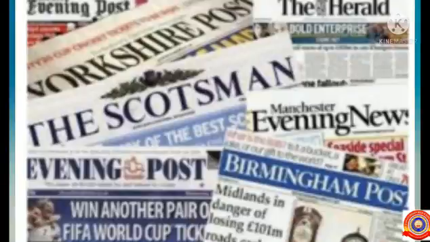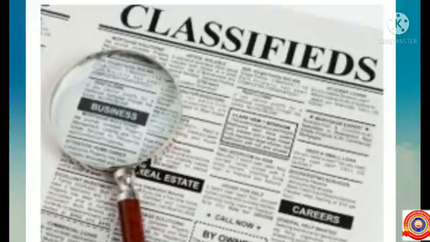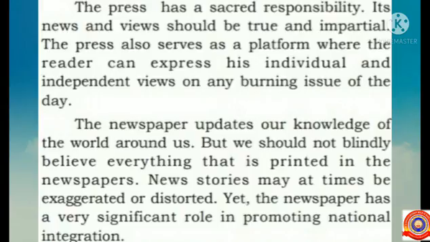Why do firms advertise their products in a newspaper? Yes, by advertising their products in a newspaper, firms can reach their customers. The press has a serious responsibility. Its news and views should be true and impartial. The press also serves as a platform where the reader can express his individual and independent views on any burning issue of the day. The newspaper updates our knowledge of the world around us.